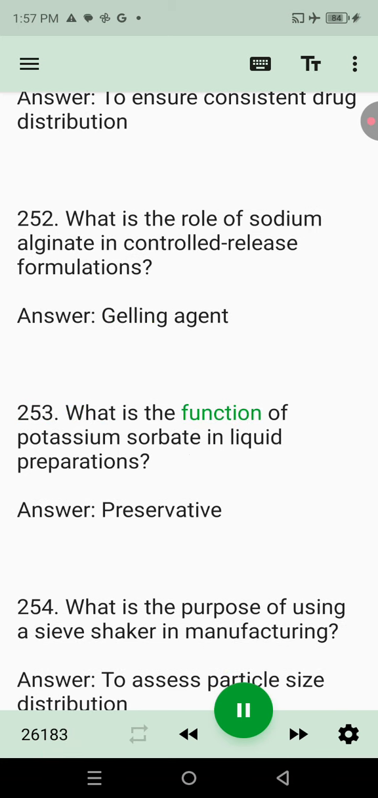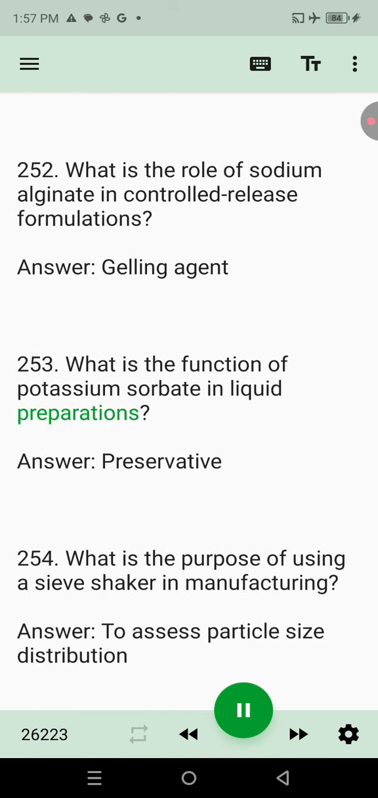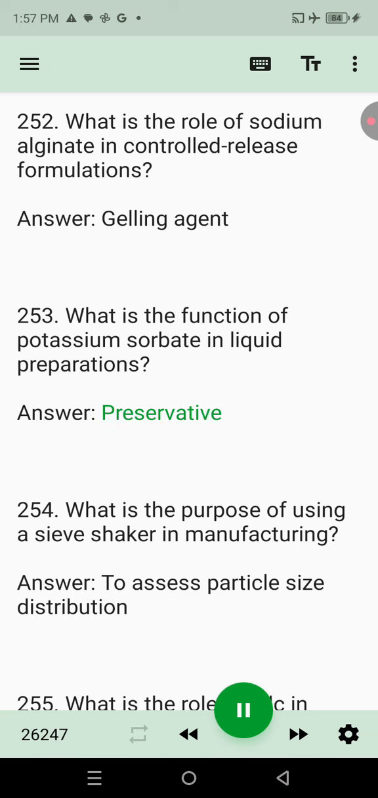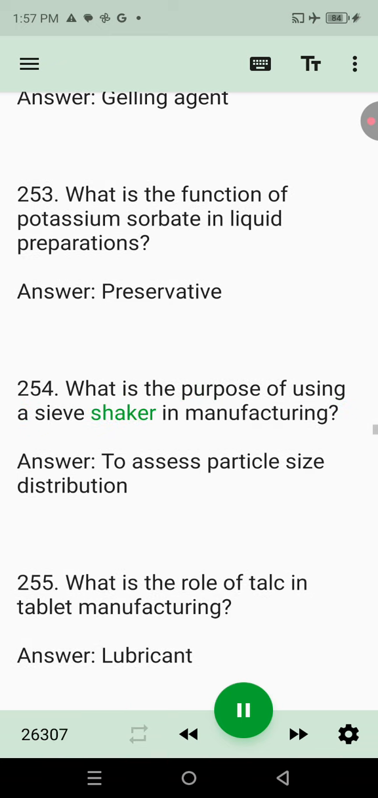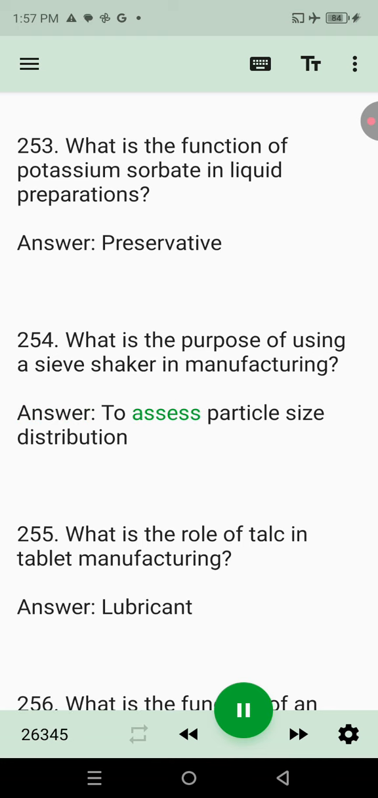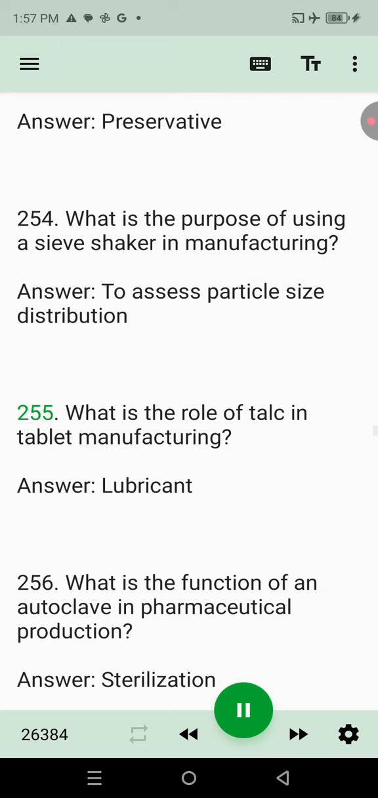253. What is the function of potassium sorbate in liquid preparations? Answer. Preservative. 254. What is the purpose of using a sieve shaker in manufacturing? Answer. To assess particle size distribution.